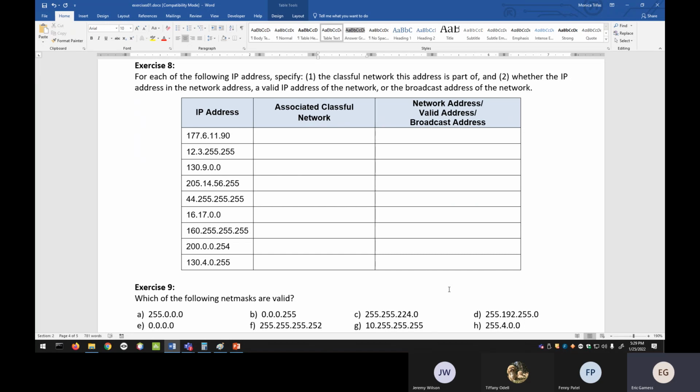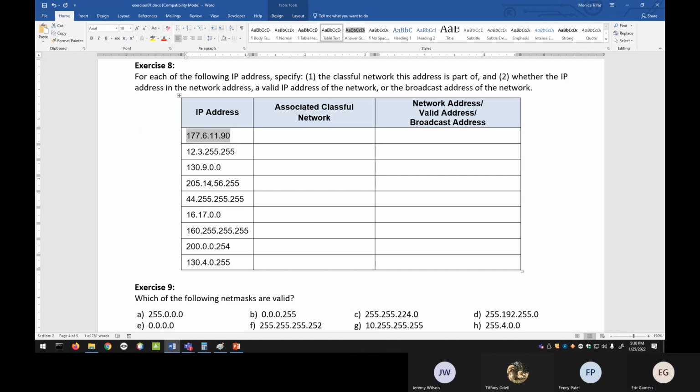So, exercise 8. For each of the following IP addresses, specify first, the classful network this address is part of, and second, what is the type of IP address? If it is a network address, a valid address, or a broadcast address. So look at this IP address. This IP address is which class? A, B, or C? It's B.